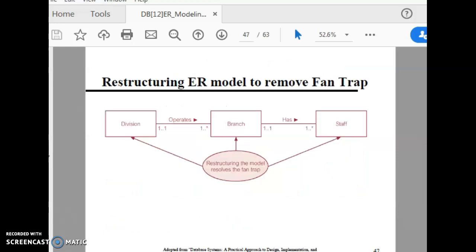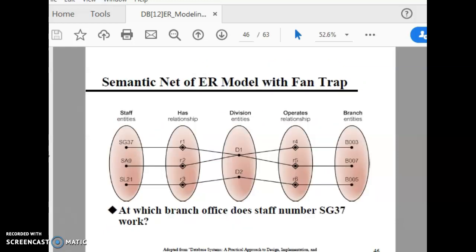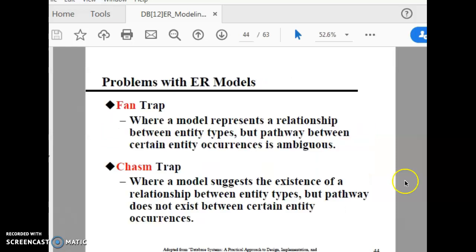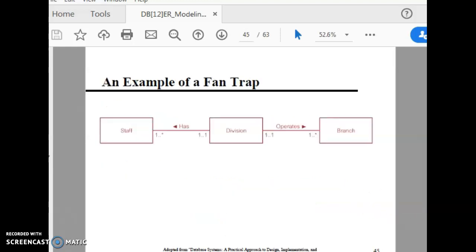Next, see the definition of chasm traps. A chasm trap occurs where a model suggests the existence of a relationship between entity types, but a pathway does not exist between certain entity occurrences. It means it occurs where there are one or more relationships with a minimum multiplicity of 0. And it occurs when a pathway does not exist between entity occurrences. So let us consider an example, you can understand better.